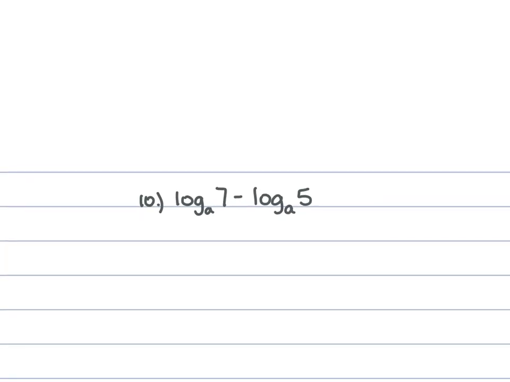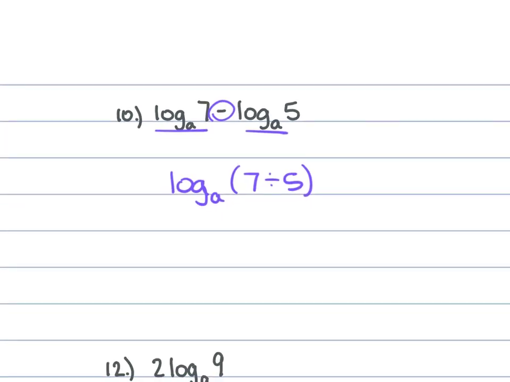For 10, we have log a of 7 minus log a of 5. So again, same bases, but we're subtracting now, so we're going to divide the 7 and the 5. So this is going to be log a of 7 divided by 5. Now you're not going to be using a calculator on your quiz, so you can literally leave this in fraction form. So it's going to just be log a of 7 over 5.